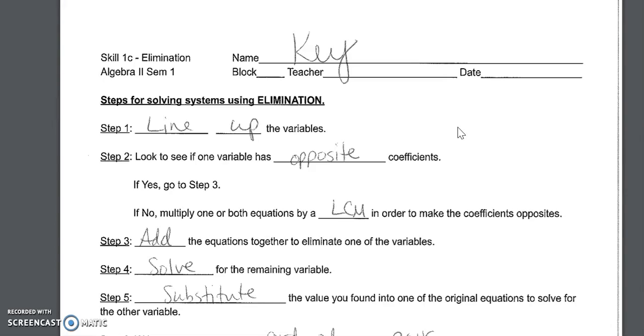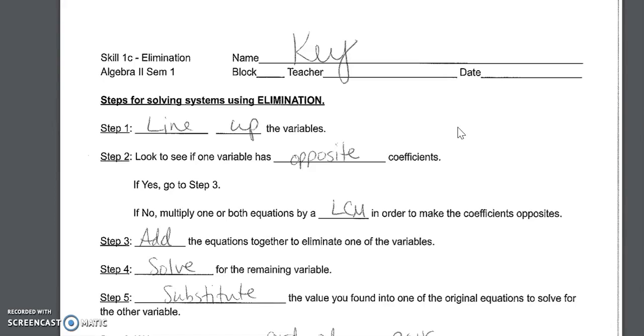Number 3, you're going to add the equations together. The reason you're adding should make sense from step 2, right? If your coefficients are opposites, so if you have a 5 and a negative 5, and you add them together, you will get a 0. It's gone. That's why this is called elimination, because you've gotten rid of the x or the y, whatever it is.